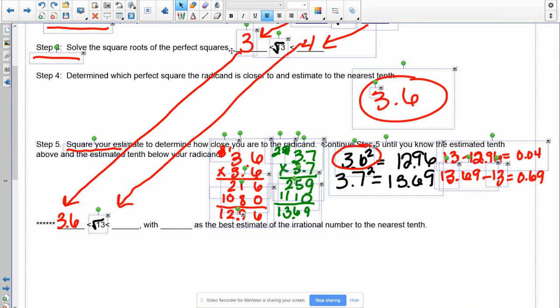We went from whole numbers, now we're going down to tenths, and if we wanted to, we can go do this to the hundredths, to the thousandths, but we're only going to do it to the tenths, so no worries. So 3.6 is less than the square root of 13, which is less than 3.7, and then after we did our difference here, we know that 3.6 is the better estimate. So that is our final value. That's my smiley face to show our better estimate.